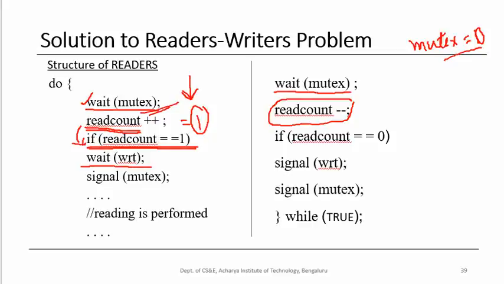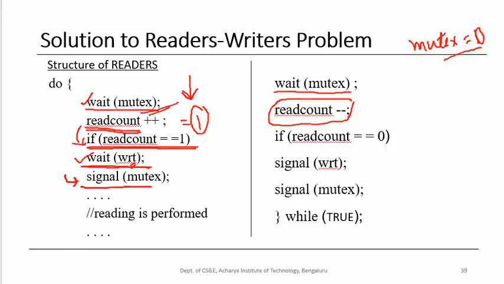So this first reader is going to execute this wait on WRT. If any writer is already there in the critical section, that is, if it is already trying to write to the database, this WRT would have become 0 and this reader will wait. Otherwise the reader is allowed to go inside.